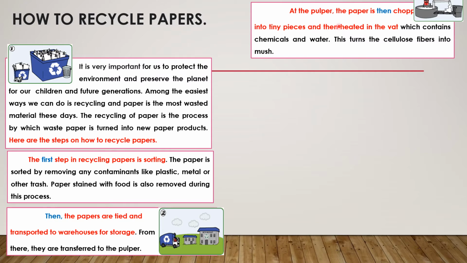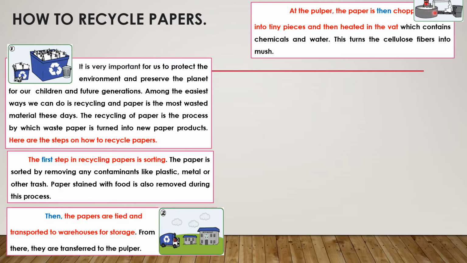At the pulper, the paper is chopped into tiny pieces and then heated in a vat. So what happens is that these papers, those that are tied together just now, are going to be chopped into tiny pieces and then heated in a vat. There's going to be hot water in here.